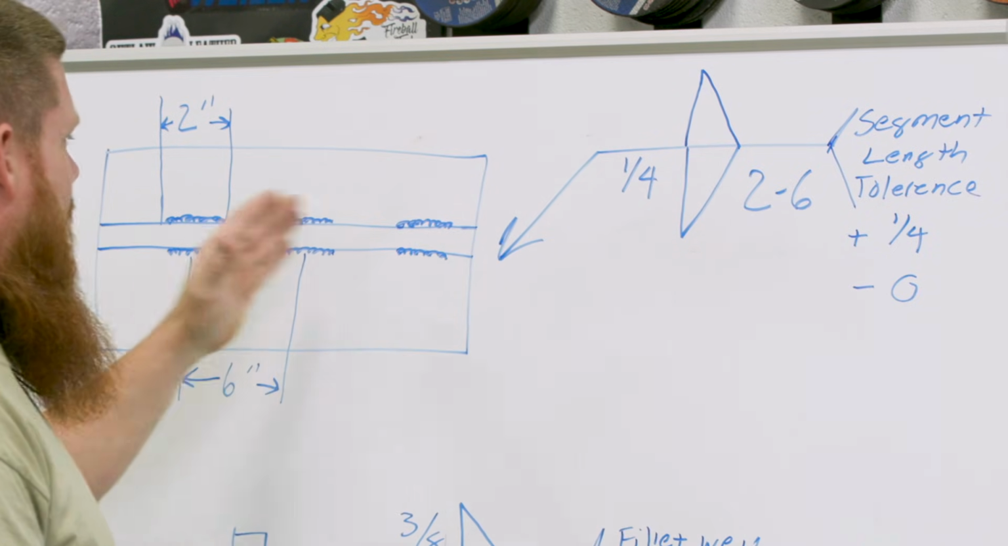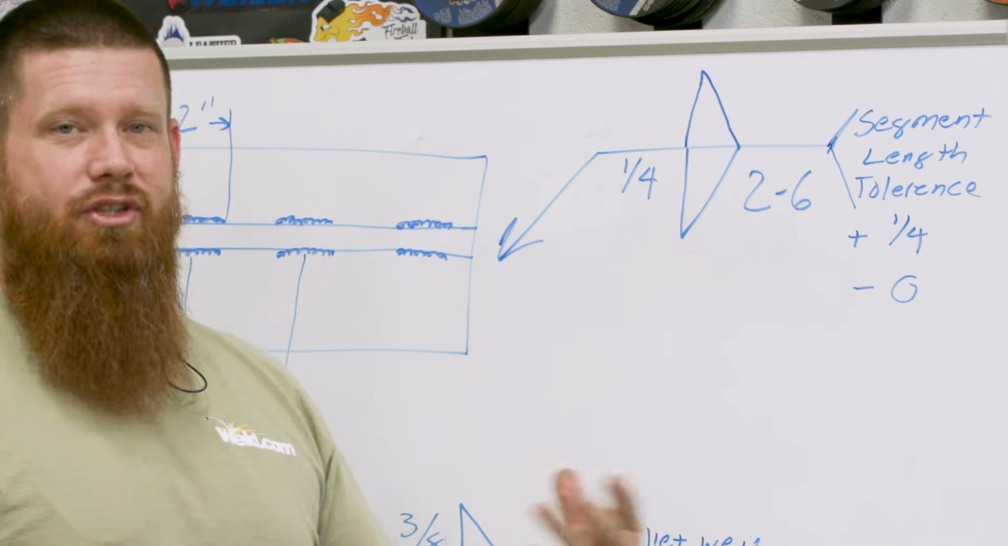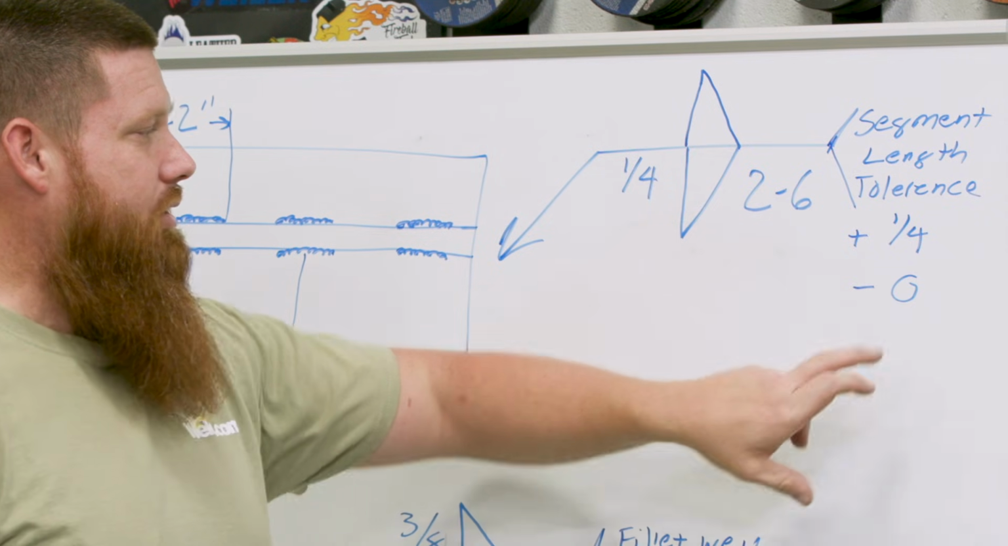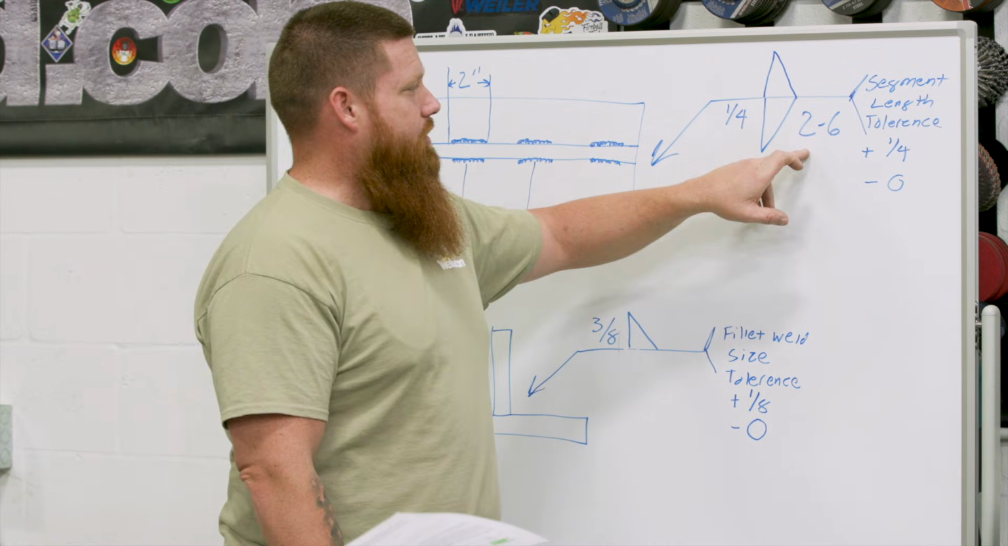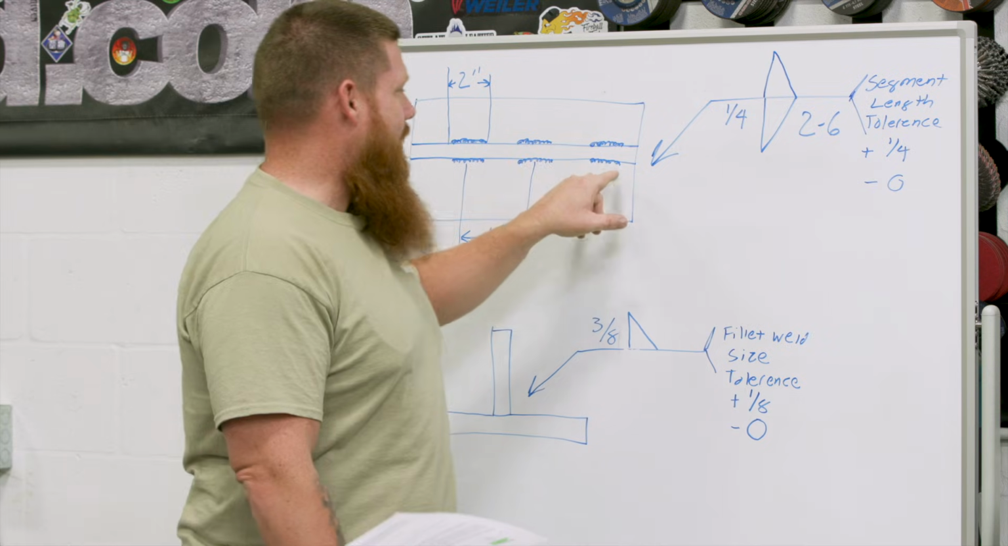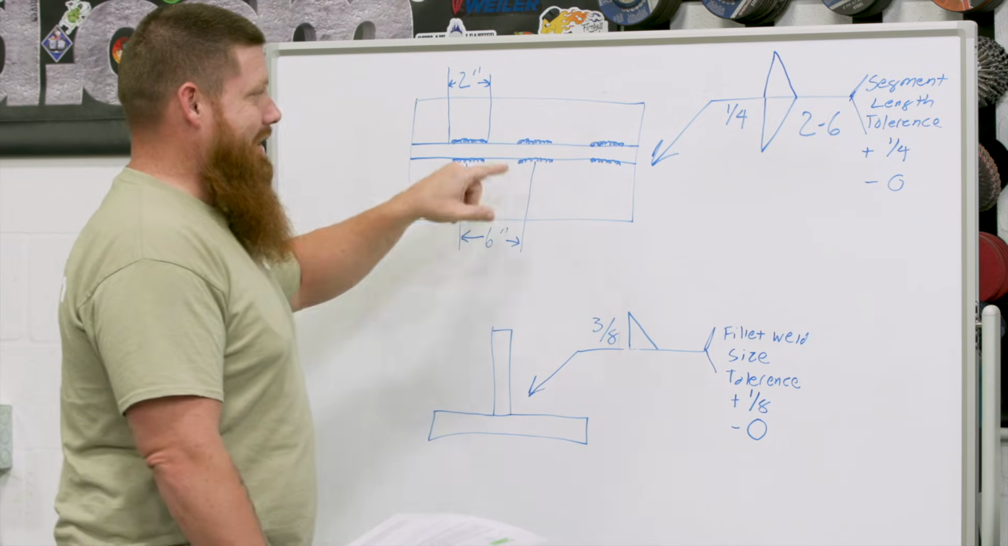So each one of these welds could be a 1/4 inch longer, and I'll still be within the appropriate dimensions. Can't be any less than that 2 inch. So I can have anywhere from 2 inches to 2 1/4 for each one of my weld sizes. Okay, that's going to apply to each one.